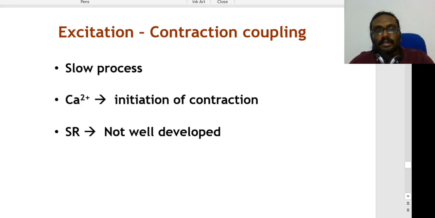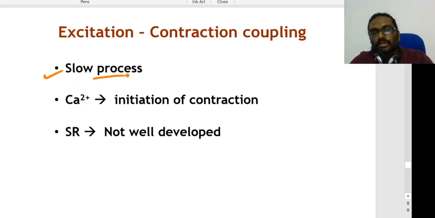That is why we are learning excitation contraction coupling: is it possible for a smooth muscle to contract for a long period of time without consuming much energy? That's the whole point to understand. The contraction coupling is very slow as per the slides.